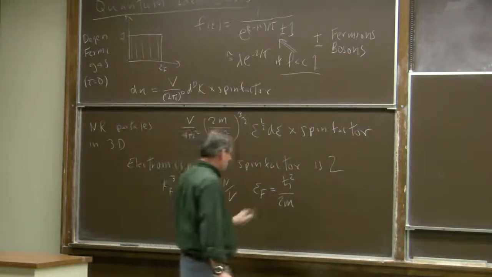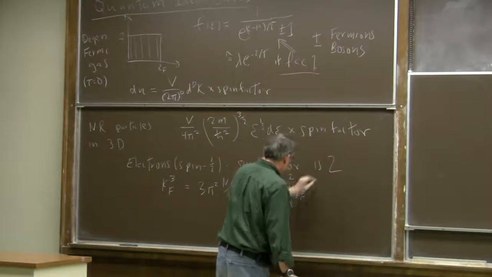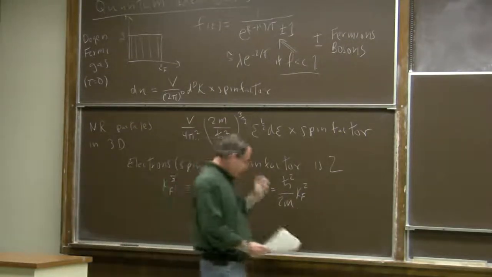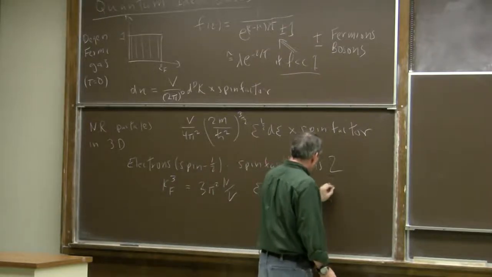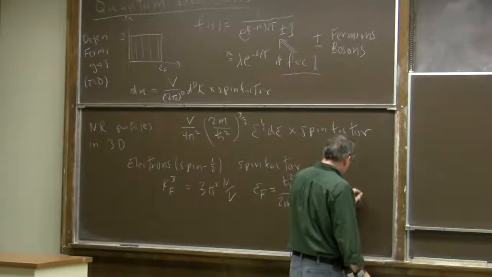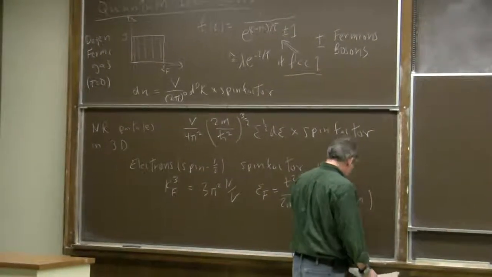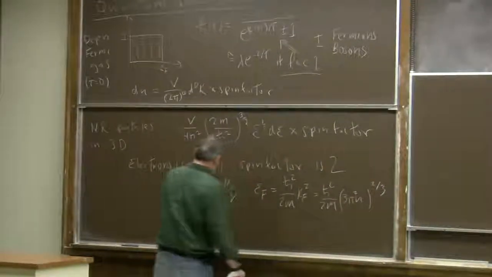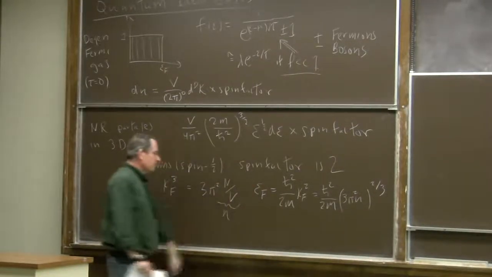And the corresponding Fermi energy or chemical potential is the energy associated with that wave number, h bar squared k squared over 2m, where k is the Fermi wave number, which is therefore h bar squared over 2m, 3 pi squared n to the 2/3 power, where now little n is number per volume.